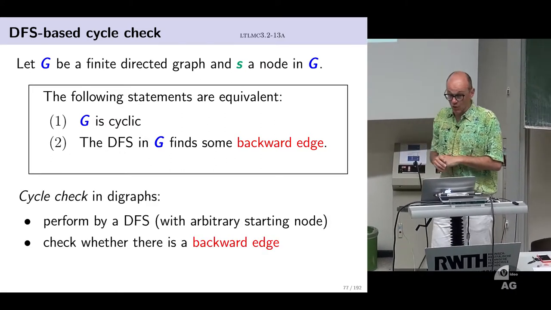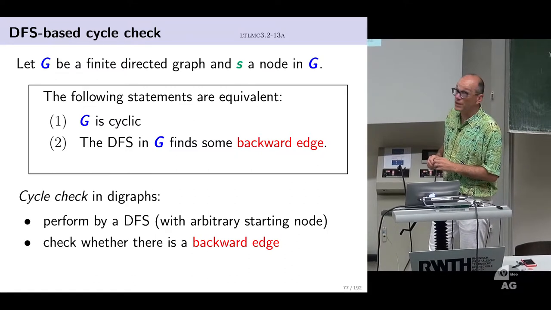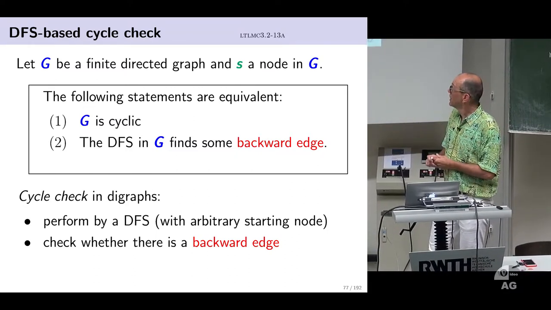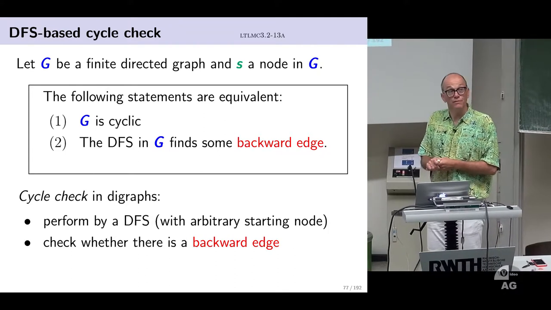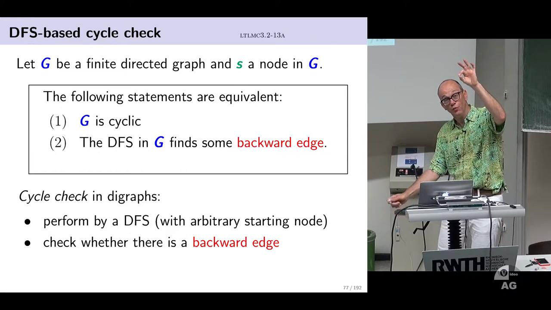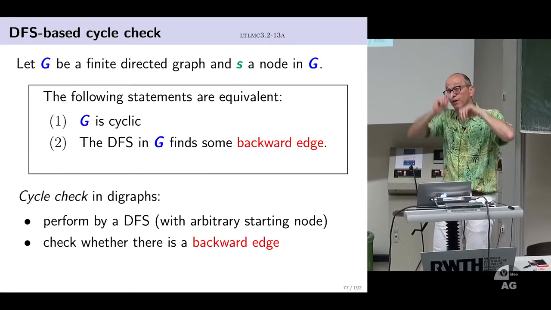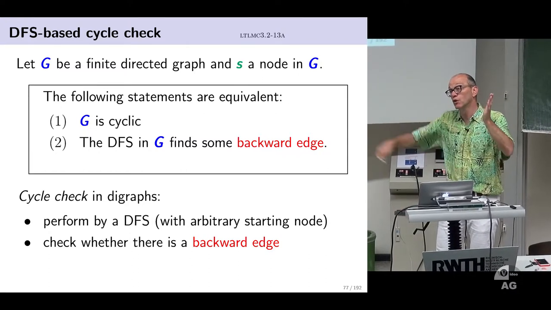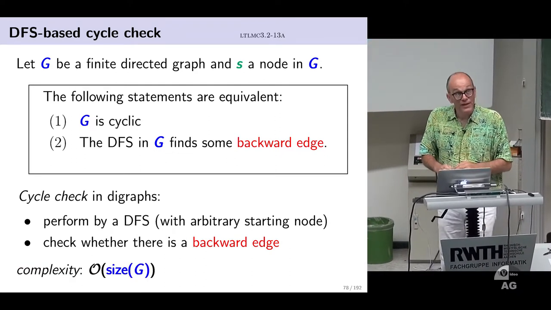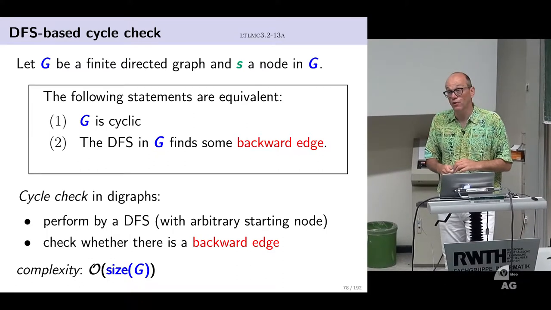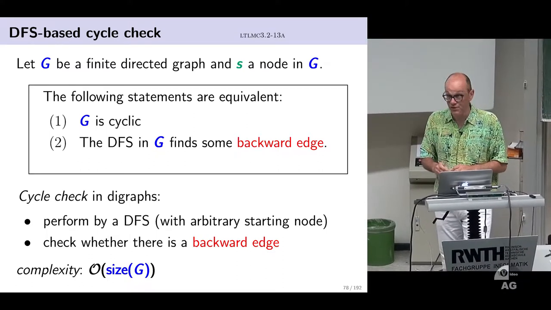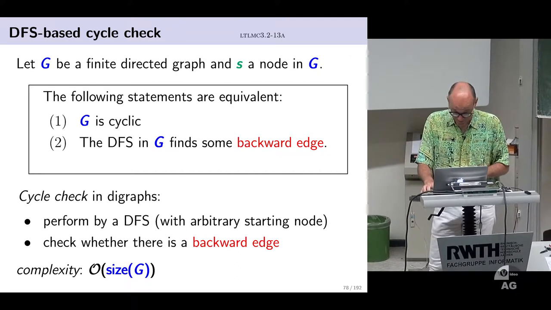Good. So a cycle check in a digraph can be done by doing a depth-first search. You start in some arbitrary place. You check whether there is a backwards edge. So you check whether at some point later in your depth-first search, you move back to one of the states that you have seen before. If that's the case, you close the cycle, you have found the cycle. Good. Complexity is linear in the size of the graph. The size of the graph is the number of vertices plus the number of edges.